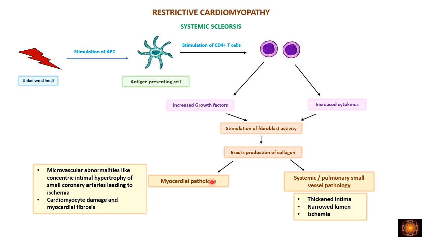So typically in the myocardium, we have microvascular abnormalities, because of the concentric intimal hypertrophy of the small coronary arteries leading to ischemia, and later on you have cardiomyocyte damage and myocardial fibrosis. Because of this microvascular abnormality, the blood supply is reduced, which causes damage to the cardiomyocytes. And systemically, in different organs, typically in pulmonary vessels, there is a thickened intima and narrowed lumen, which leads to ischemia in the different organs. So that is the cause of restrictive cardiomyopathy in systemic sclerosis.